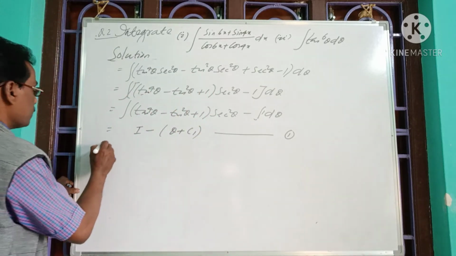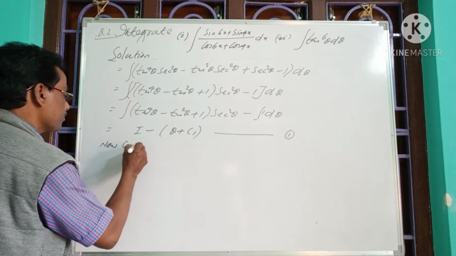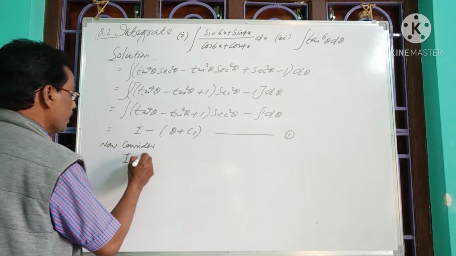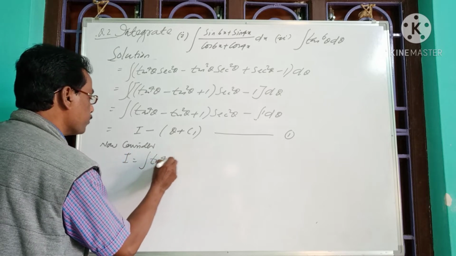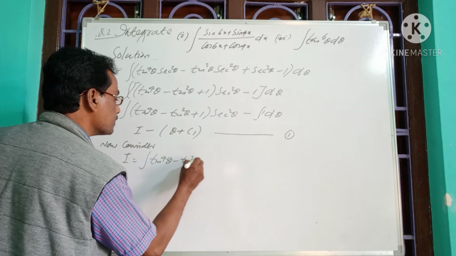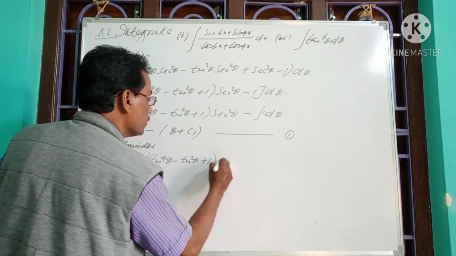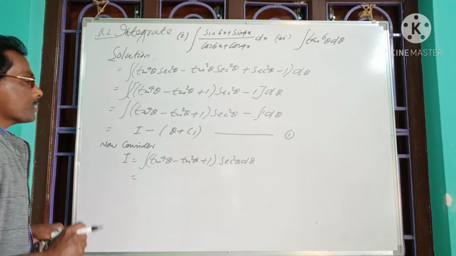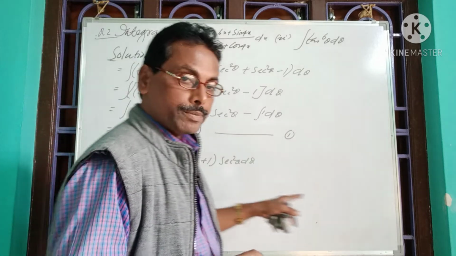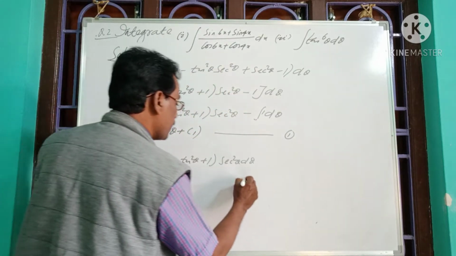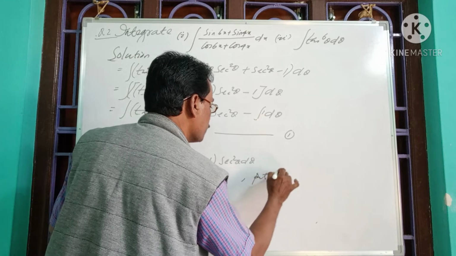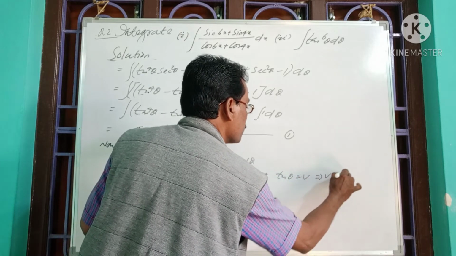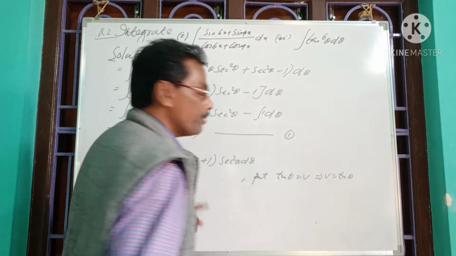So now consider I, that is I is equal to the integral of tan^4 theta minus tan^2 theta plus 1 into sec^2 theta with respect to theta. So now for integration we have to substitute tan theta as v. So substituting tan theta as v, we have put tan theta is equal to v, that is v is equal to tan theta, that is v is a function of theta.